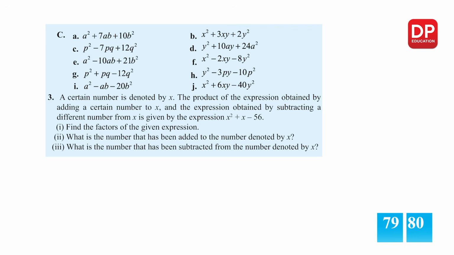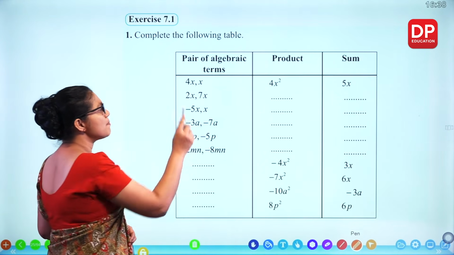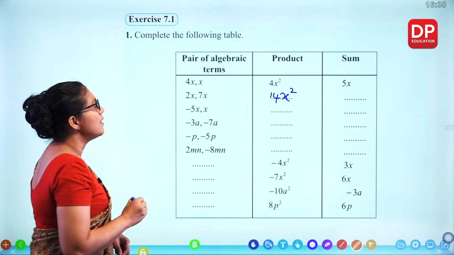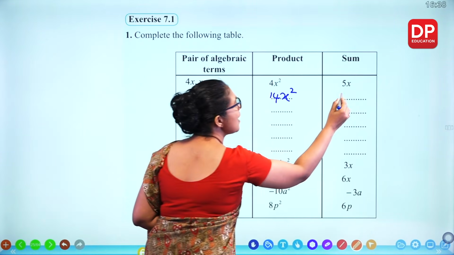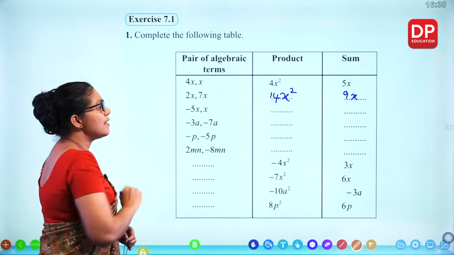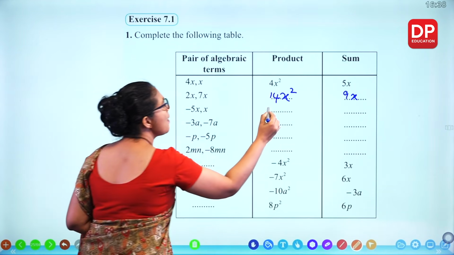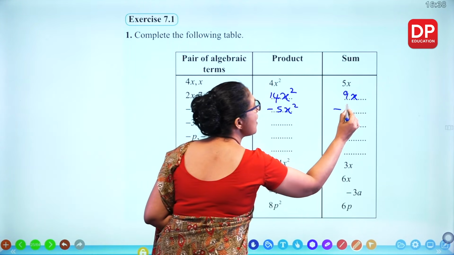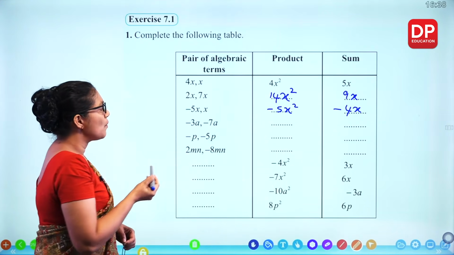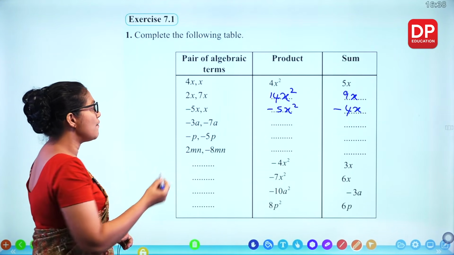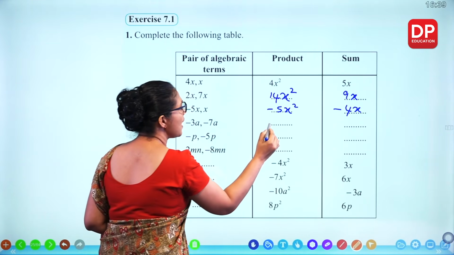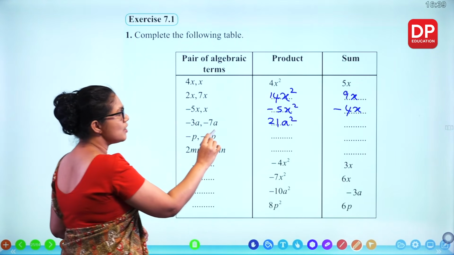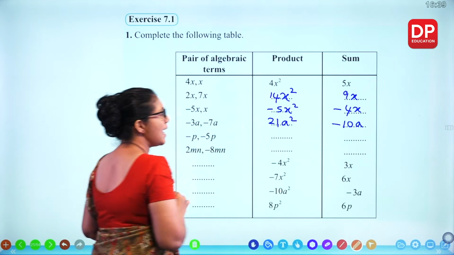We'll take the next one, 2x and 7x. What's the product? Product means multiply. 2 times 7 is 14, x into x, 14x squared. Sum, 2x plus 7x becomes 9x. Then here, when you multiply minus 5x and x, you get minus 5x squared. When you add minus 5 and plus 1, you get minus 4x. What about this one? Minus 3a and minus 7a. When you multiply, minus minus becomes plus. You get 21a squared. When you add it together, you get minus 10a.